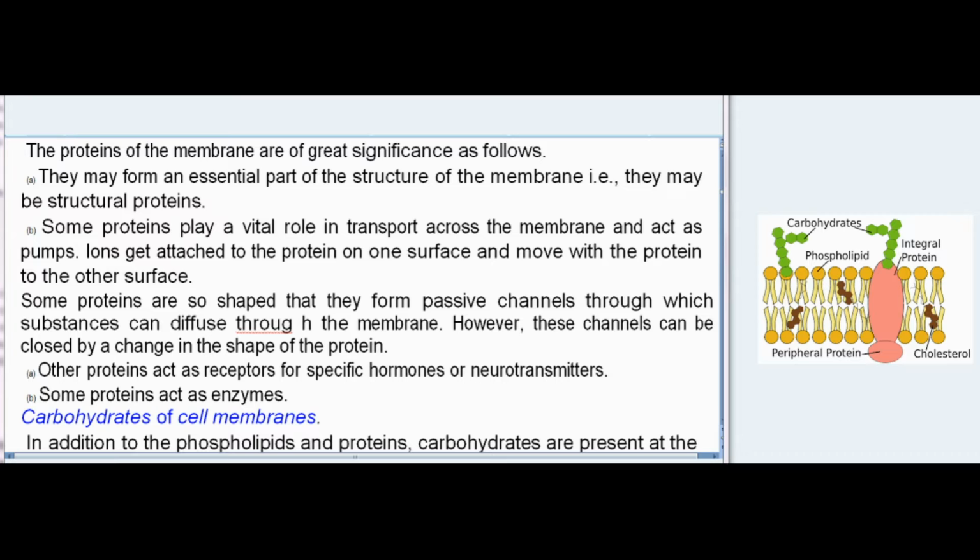A. Other proteins act as receptors for specific hormones or neurotransmitters. B. Some proteins act as enzymes.